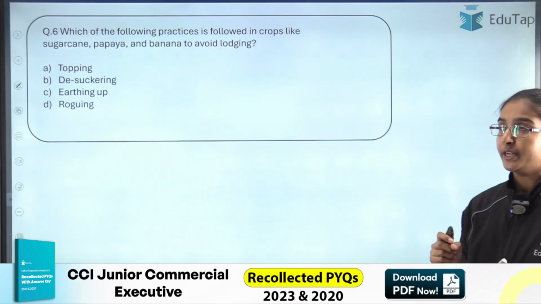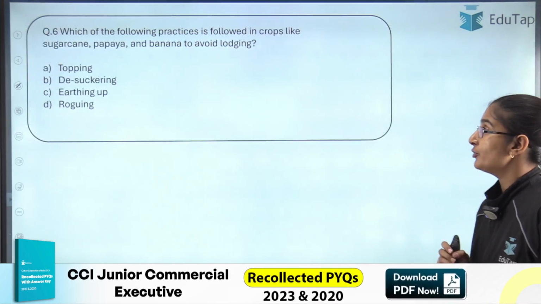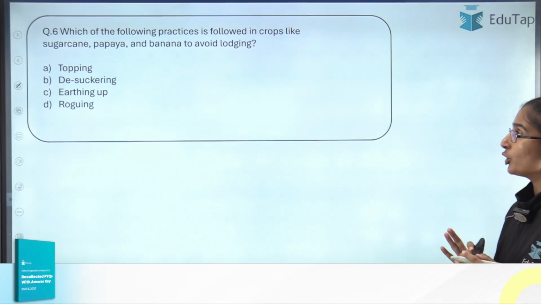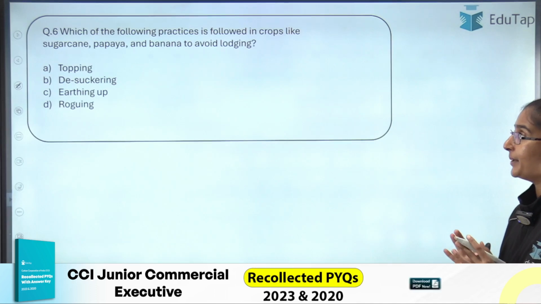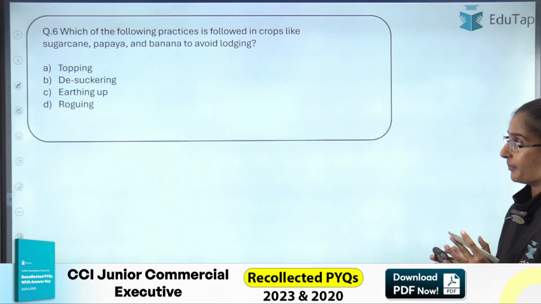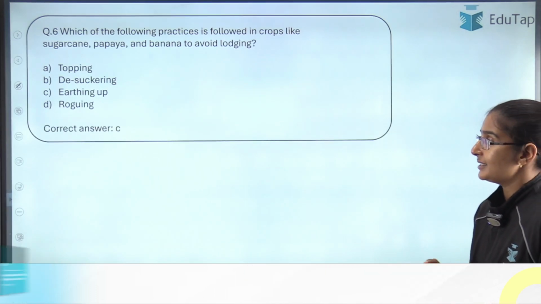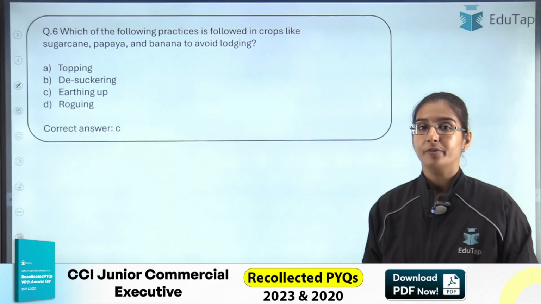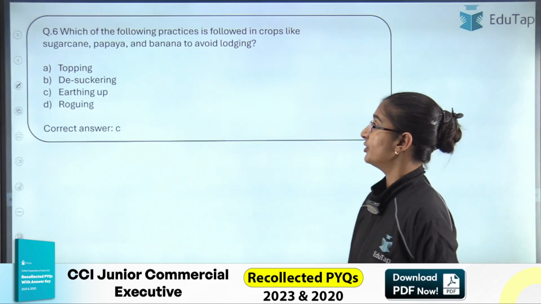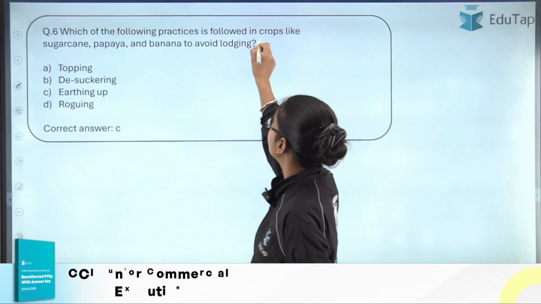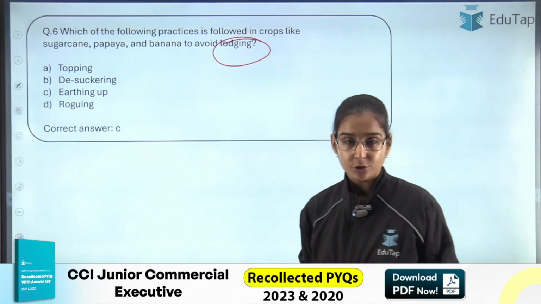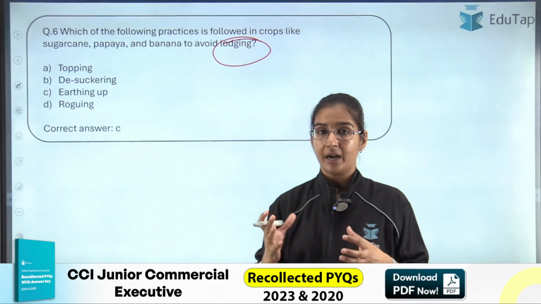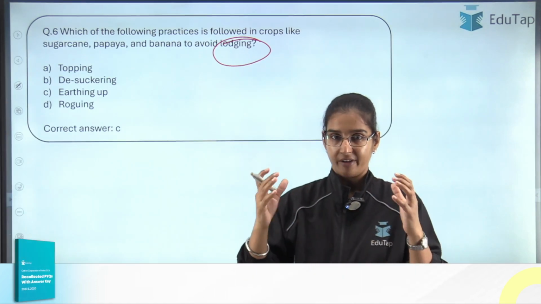Okay, now moving to the next question. It says, which of the following practices is followed in crops like sugarcane, papaya and banana to avoid lodging? The correct answer here is option number C. Now, first of all, before explaining the options of this question, let me explain what is meant by the term lodging. See students, sometimes the plant becomes too heavy, right?